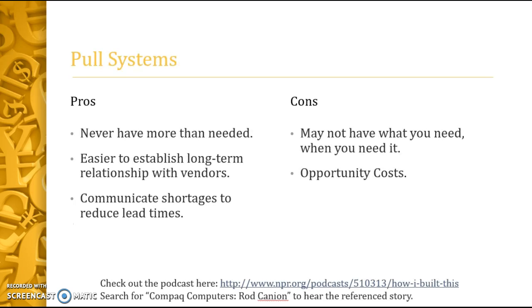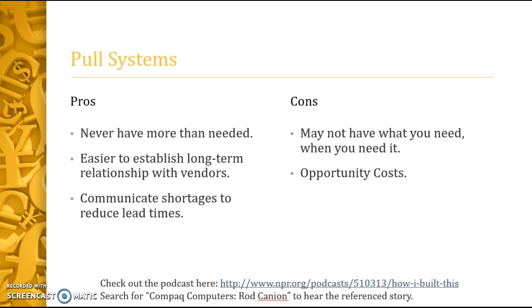So the pros and cons of a pull system are as follows. The pros: a business owner will never have more than needed. When this is the case, the inventory will only consist of what is needed, reducing the risk of wasting inventory or sitting on unsellable inventory.